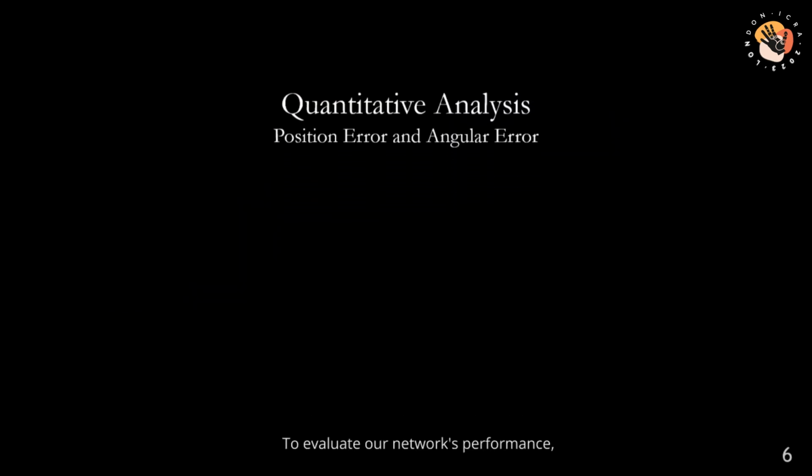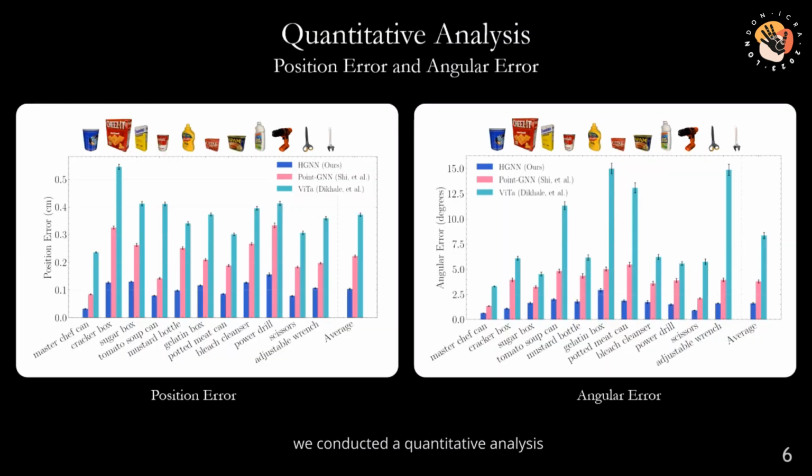To evaluate our network's performance, we conducted a quantitative analysis by measuring the position and angular error of the pose estimates and comparing them to both baselines. Our approach consistently outperformed the baselines on both position and angular error metrics for all objects in the dataset.